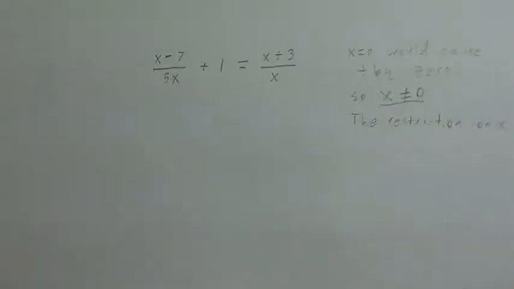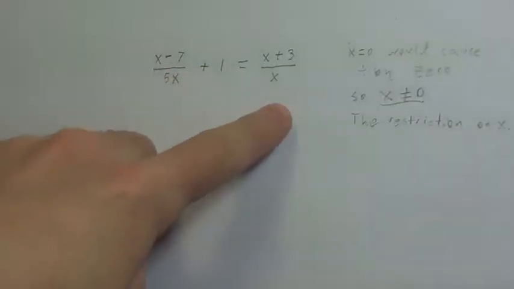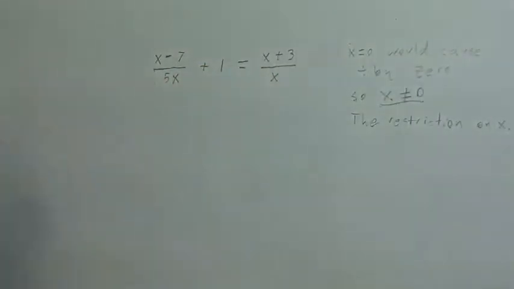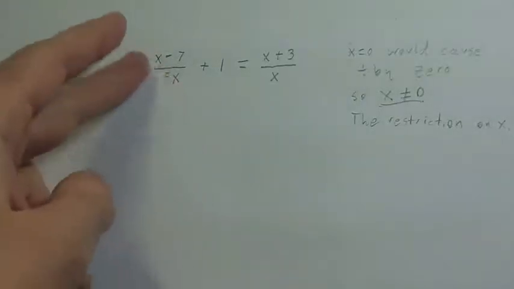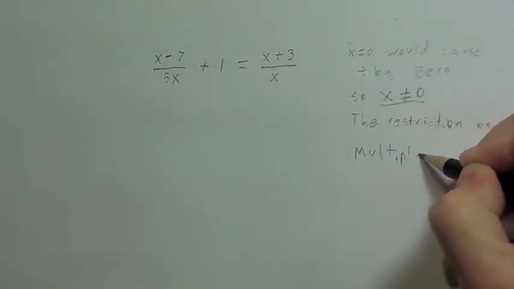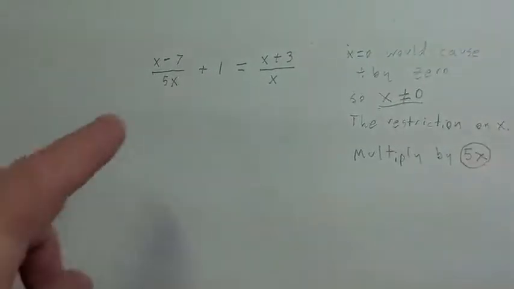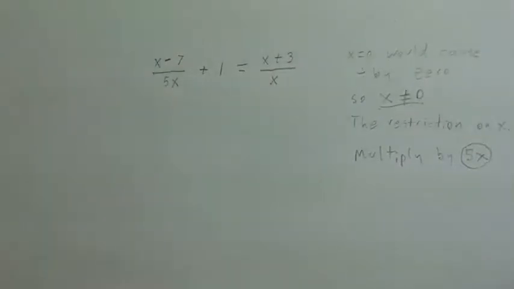All right. Now, we're going to approach this in the exact same way we did before. We're going to multiply by a special thing that will cancel out all of our denominators. So our two denominators are 5x and x. Okay? So multiplying by x will get rid of all of the x's. Multiplying by 5 will get rid of this 5. So we'll multiply by 5x.